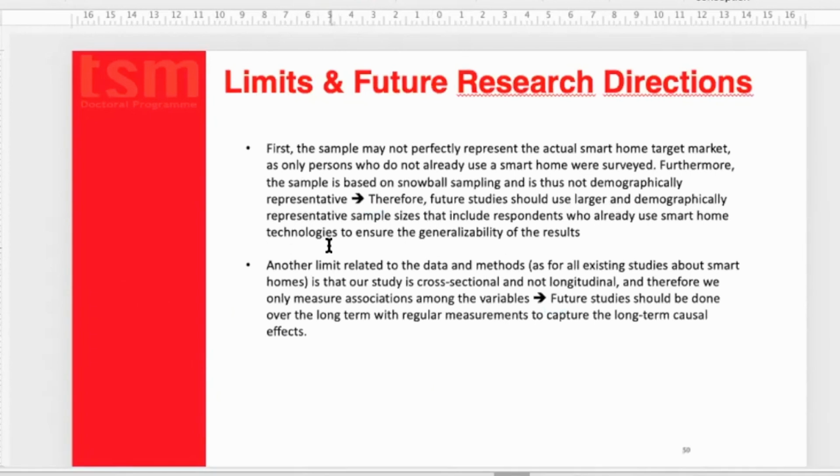And so first, our sample may not perfectly represent the actual smart home target market, as only persons who do not already use a smart home were surveyed, which is the case because very few people today use smart homes. It's only the beginning. So this is one major limit. Second, our sample is a snowball sample. So it's not necessarily very representative from the demographic point of view. Therefore, future studies should be done with demographically representative samples in different countries and should include real smart home users that might already use smart homes.